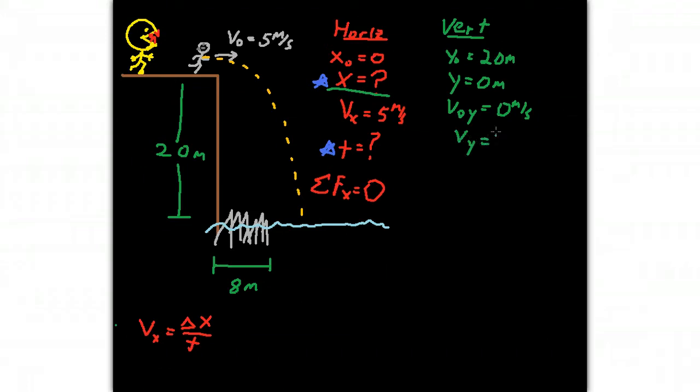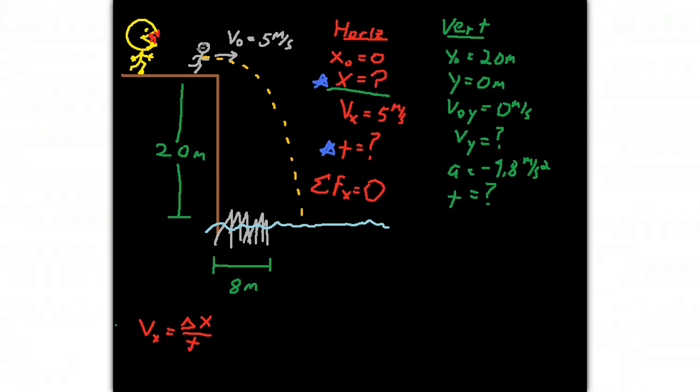The final velocity in the y we're not sure about. This is the velocity that he has just before he hits the water. And the acceleration is going to be due entirely to gravity, so that's going to be negative 9.8 meters per second squared. And then once again we run into this time. We don't know what the time is.